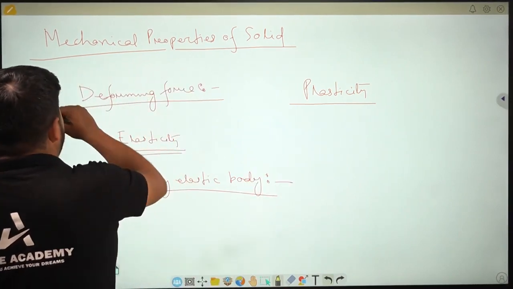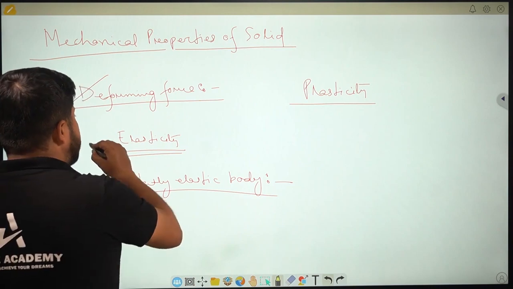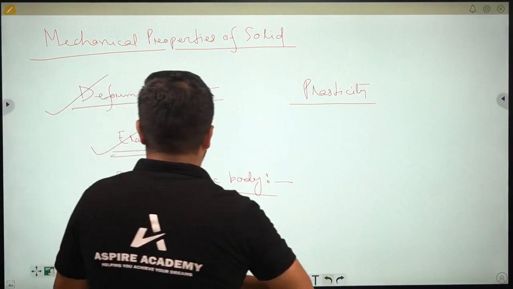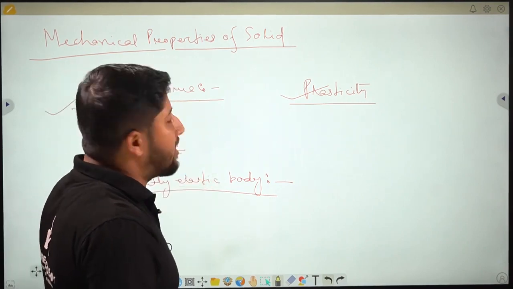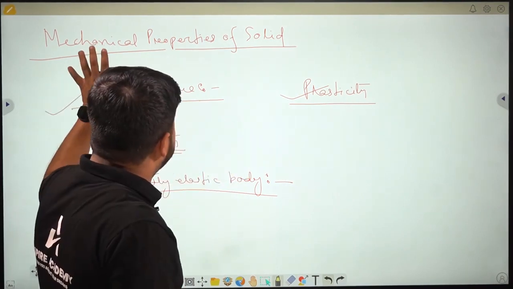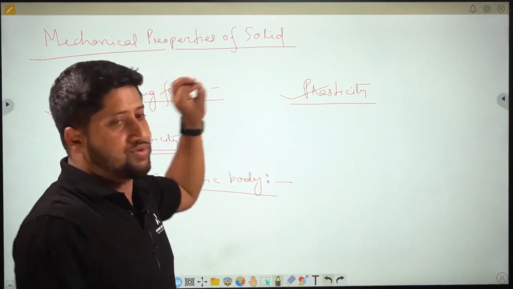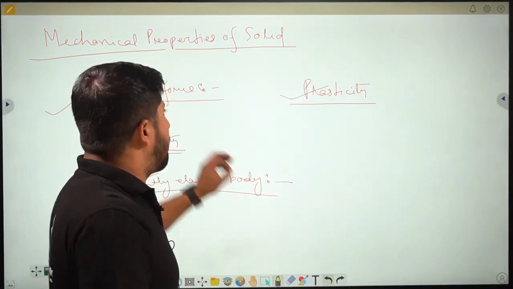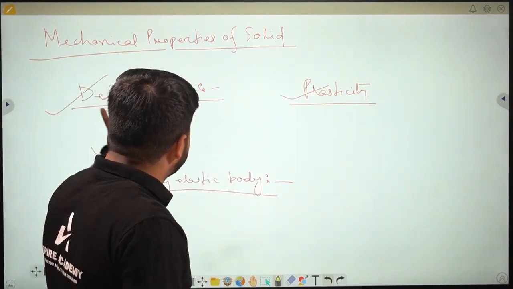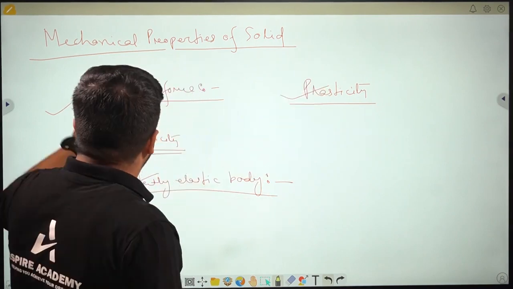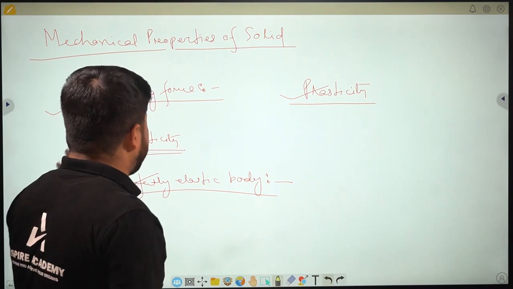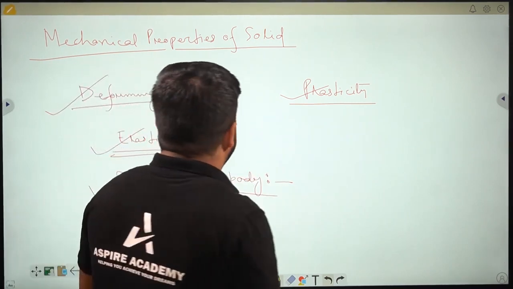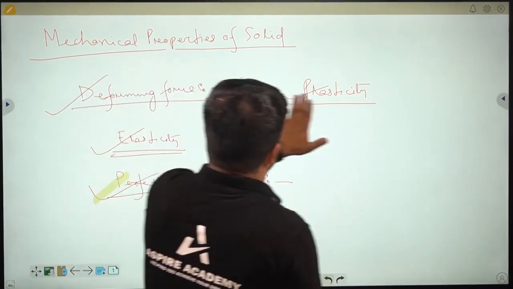The first term is deforming force, then elasticity, perfectly elastic body, and plasticity. These are the main terms we are using in this chapter, mechanical properties of solids. Very, very important: what is deforming force, what is plasticity, what is elasticity, and what is a perfectly elastic body. These are the new terms associated with this topic.